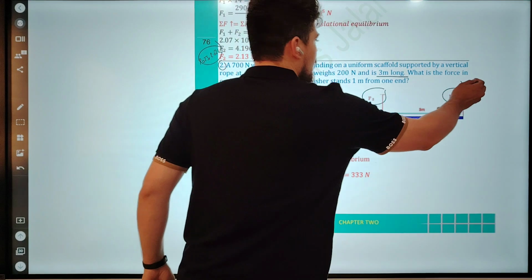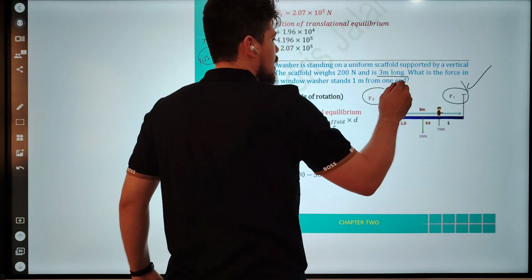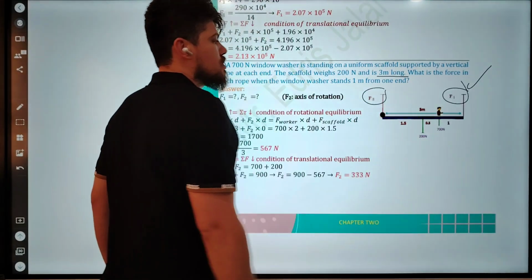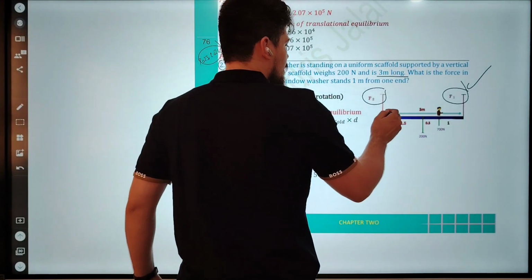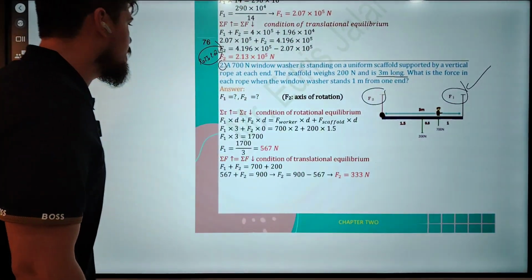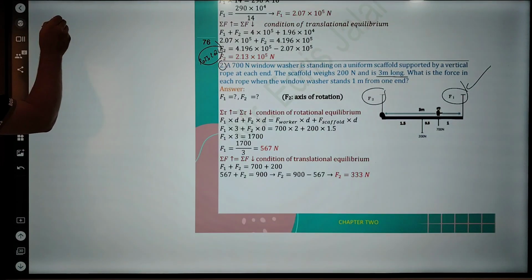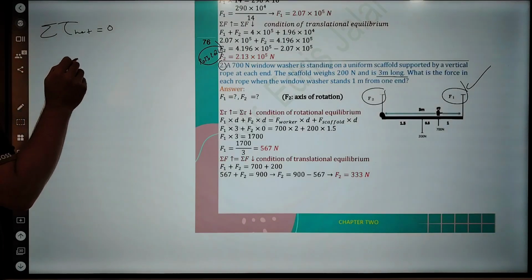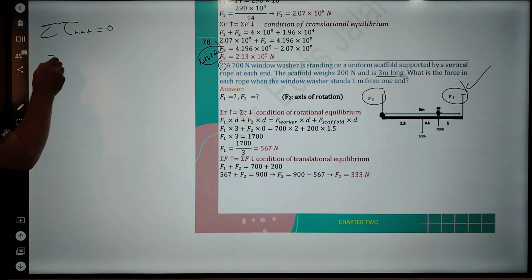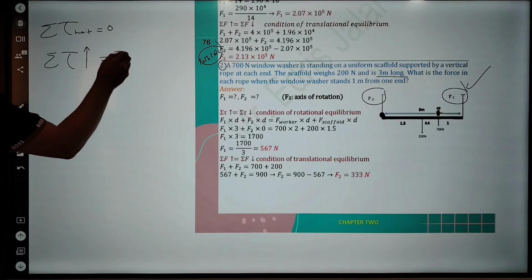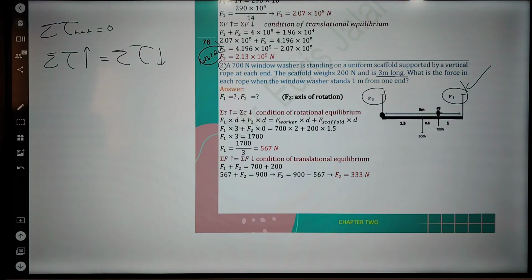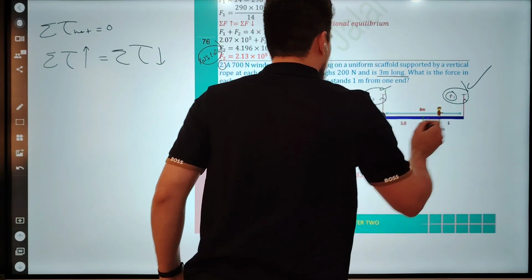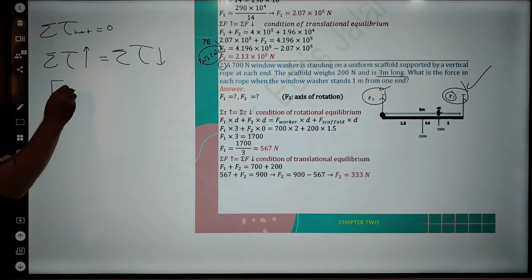For the rotational equilibrium you have to find Ft1. Okay, when we use the rotational equilibrium we have to make F2 the axis of rotation. When we make F2 the axis of rotation we have to find Ft1. How can we find Ft1? By using the rotational equilibrium. Sorry, in rotational equilibrium, net torque is equal to 0. All upward torque is equal to all downward torques. How many upward torques do we have? We have 2, Ft1, Ft2.